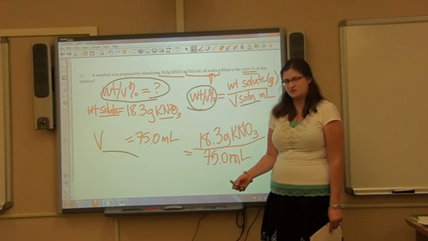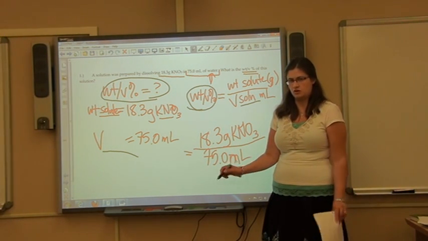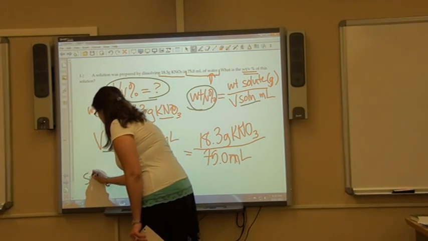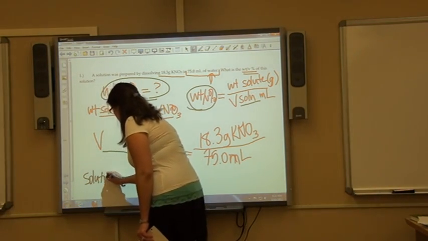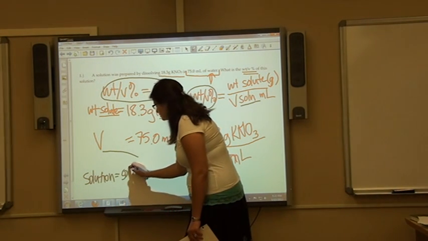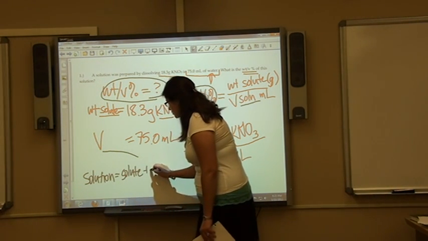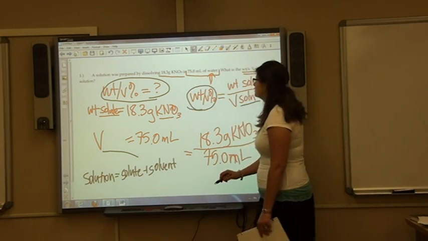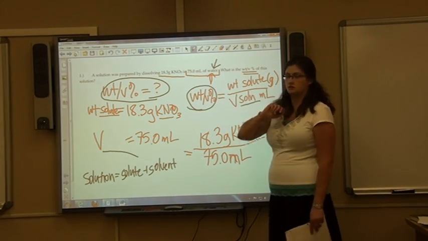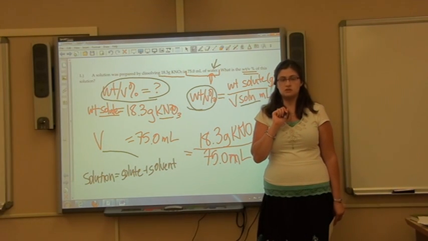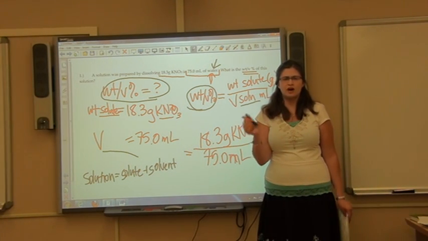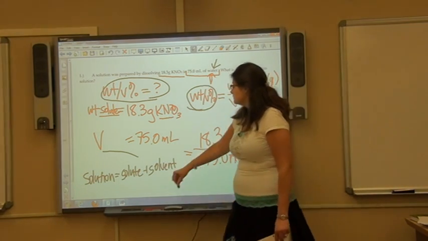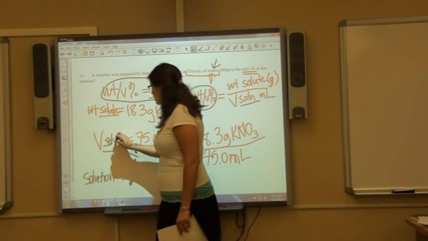Well, how do you know what's the volume of the solution and all that other nonsense? The solution equals solute plus solvent. What do you have here? Is that solution? Well, no, pure water is just the solvent. So that 75 milliliters is the volume of your solvent.